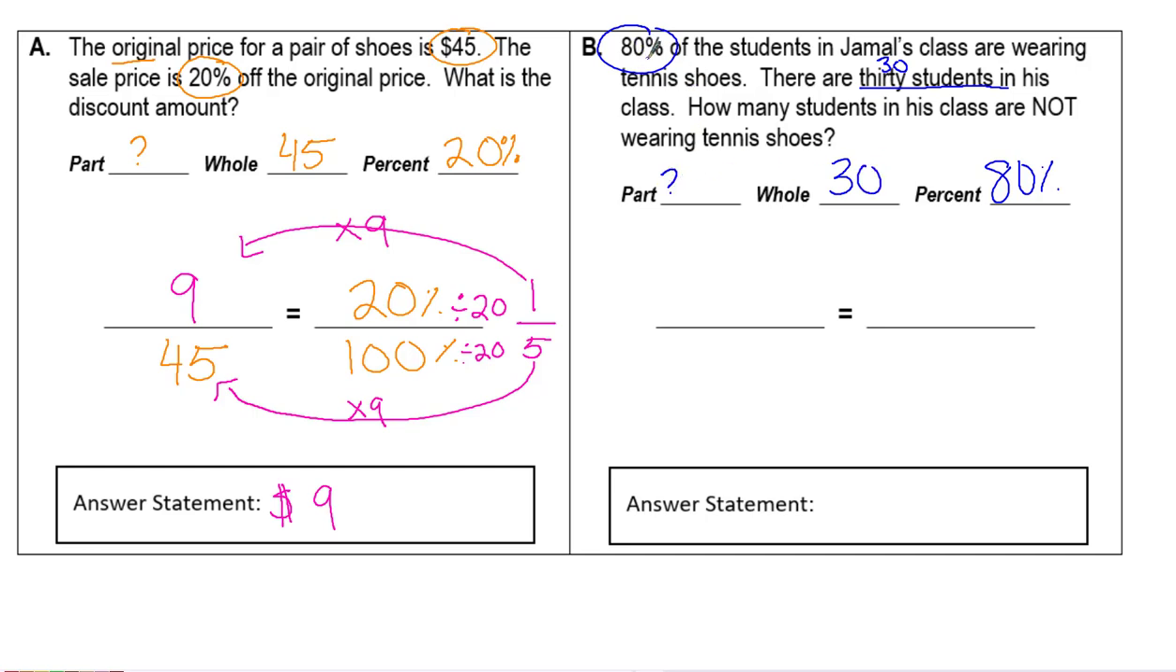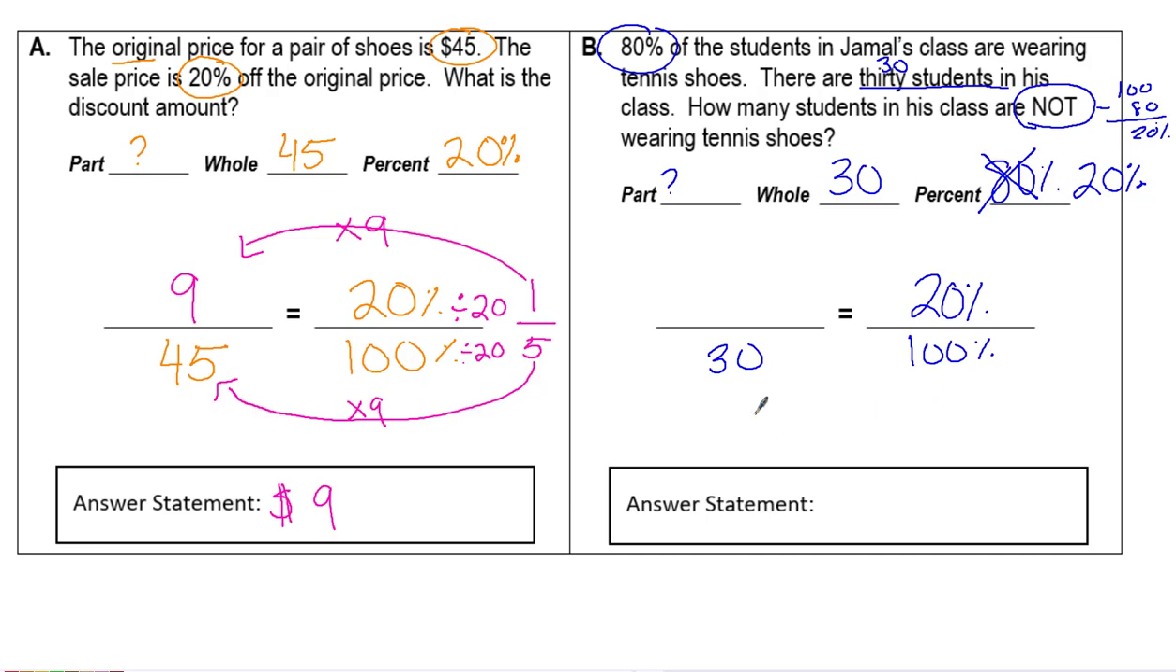So if 80% of the students are wearing the tennis shoes, and I know that percent is out of 100, I'm looking for how many is not. So if 80% are, if I subtract 100 minus 80, that gives me 20. So 20% of the students are not wearing tennis shoes. So I'm not going to solve for the 80, I'm actually going to solve for the 20%, because it's asking me for how many are not wearing the tennis shoes. Okay, so now 20%. Percent is always out of 100. And then my whole is 30.